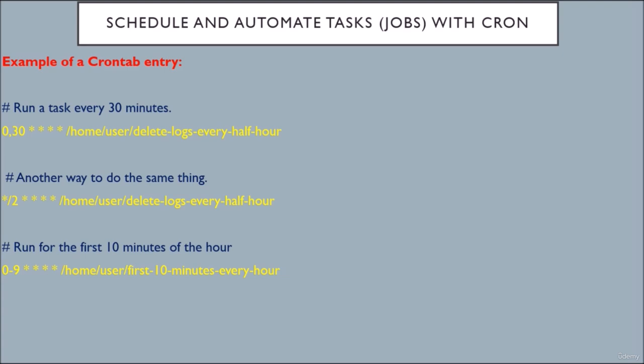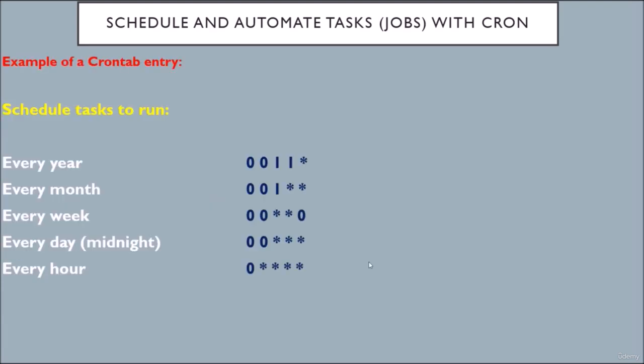The third one is run for the first 10 minutes of the hour. So 0 to 9, that means every minute it will run for 10 minutes. And you can schedule the jobs in different ways depending on your requirement. Let's look at some more examples.